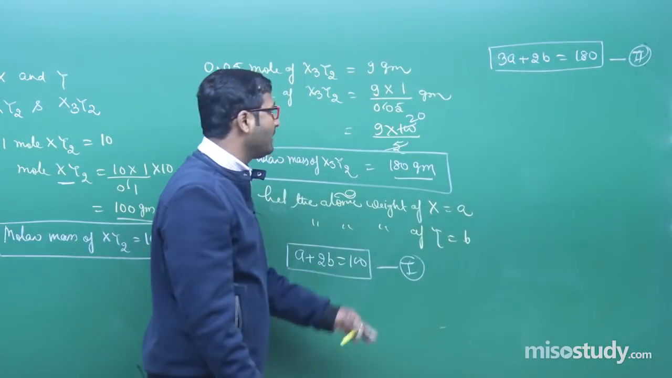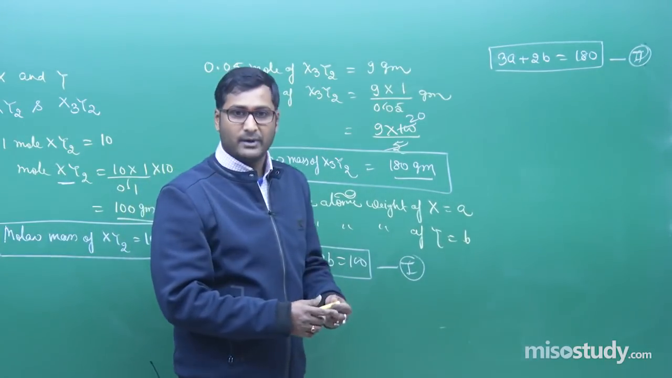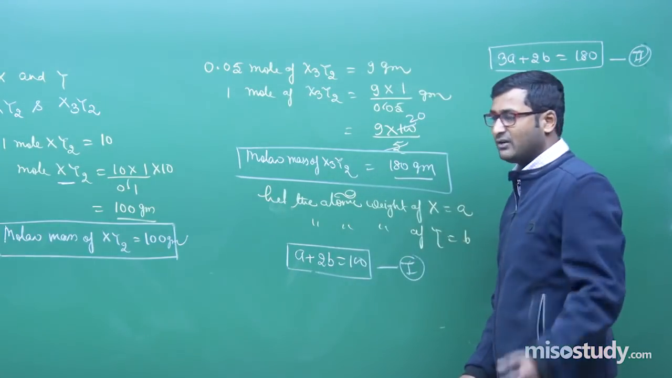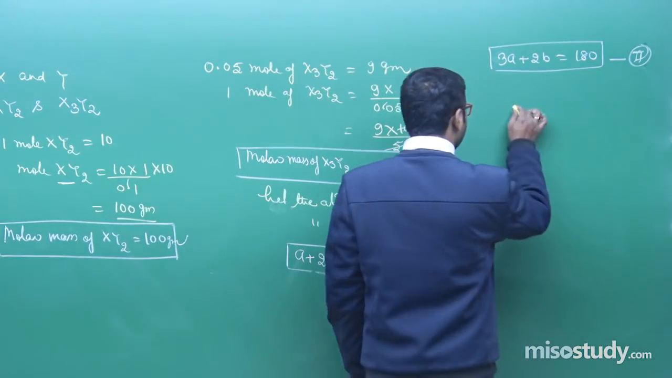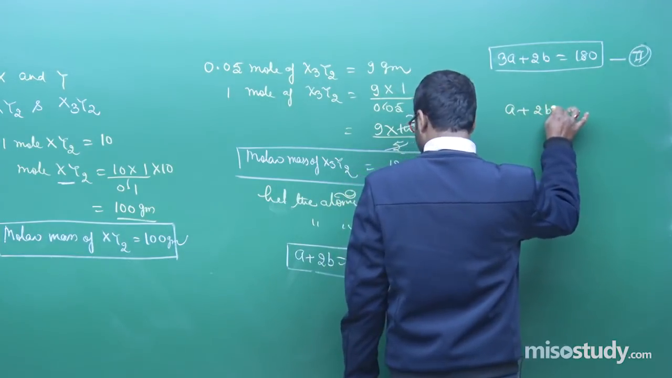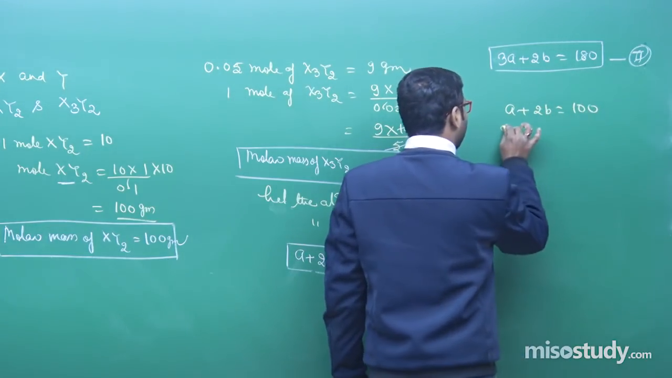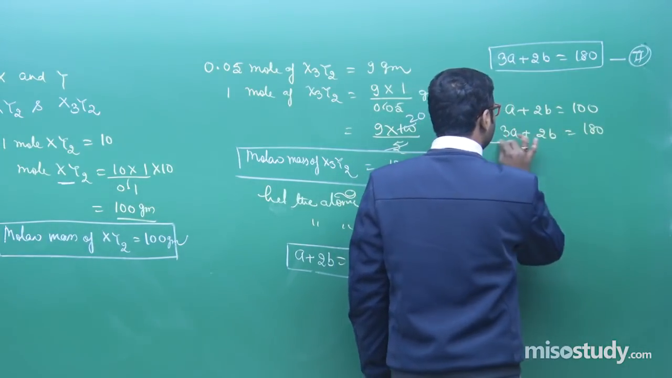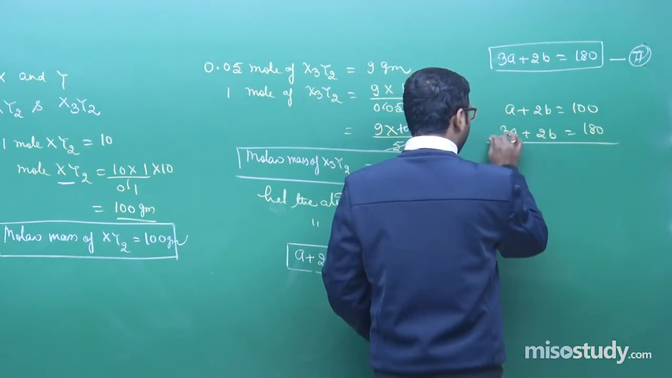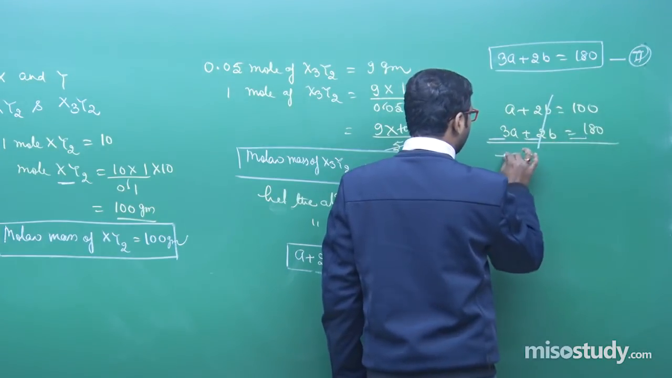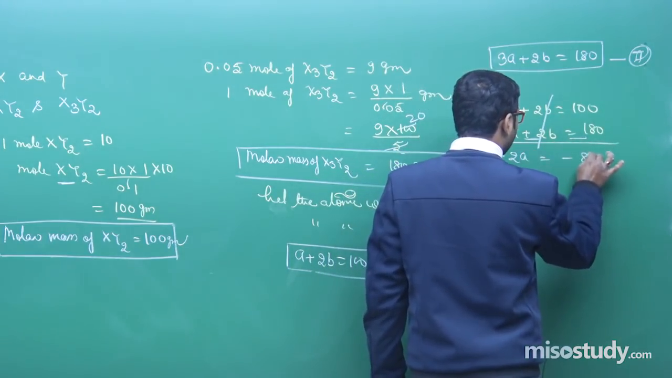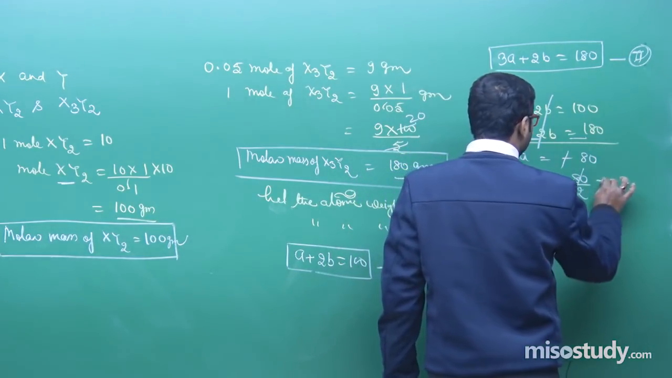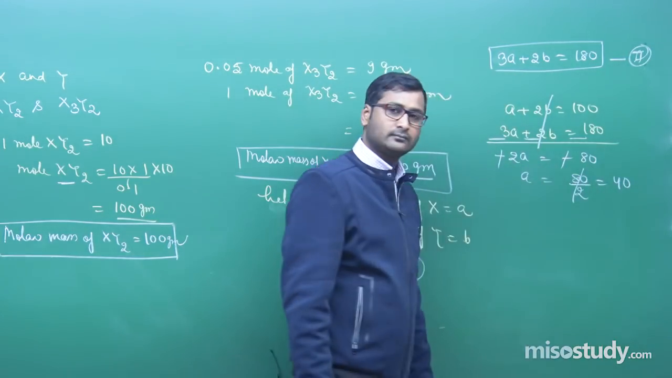We have two expressions, a plus 2b and 3a plus 2b. If we solve these expressions, definitely we will get the answer. So, how to solve? a plus 2b is equal to 100 and 3a plus 2b is equal to 180. Now subtract: the 2b cancels, and minus 2a is equal to minus 80, so a is equal to 80 by 2, is equal to 40.